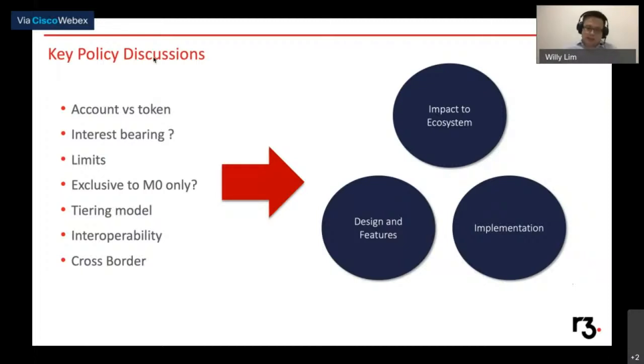Things around limits, especially when you have a CBDC being used for cross-border. Things around residency, non-resident restrictions, especially for example our recent project with Thailand, where there's a requirement that only a certain amount of currency can be used outside the jurisdiction to protect the FX rate. Things around the policy of a CBDC as well: is it to be used exclusively as a payment?